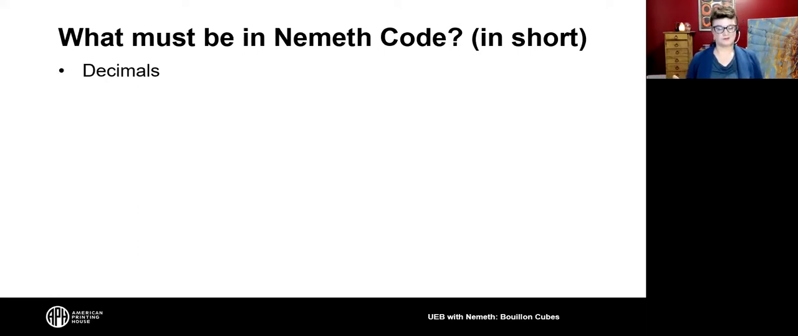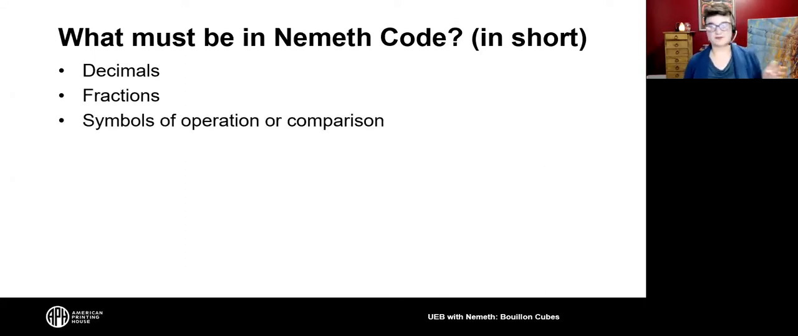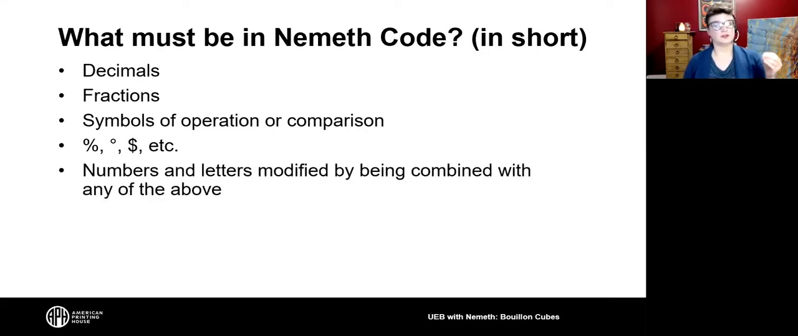In short, when you're doing UEB with Nemeth, you've got to have your decimals, your fractions, symbols of operation and comparison. We're talking about pluses, minus, division, symbols that get combined with numbers to affect their meaning, or symbols used within expressions: percent, degree, dollar sign, and any numbers or letters that are combined with those symbols or with a symbol of operation. So like a -5 is a number combined with a symbol of operation. Those have got to be in Nemeth Code too.